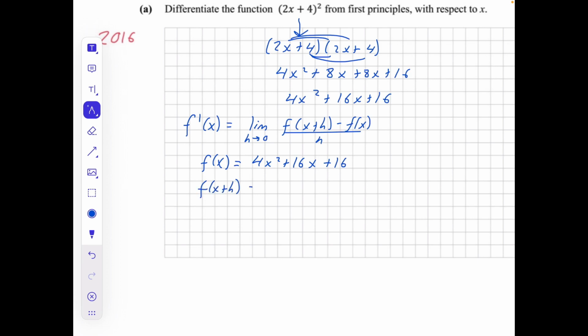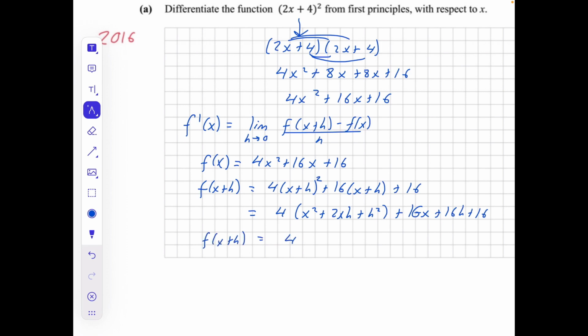Next step then, we should nearly know this off by heart by now. We are going to write down our f of x plus h. When I square x plus h, I get x squared plus 2xh plus h squared plus 16x plus 16h plus 16. Okay, multiply this 4 in, and then I will have my f of x plus h.